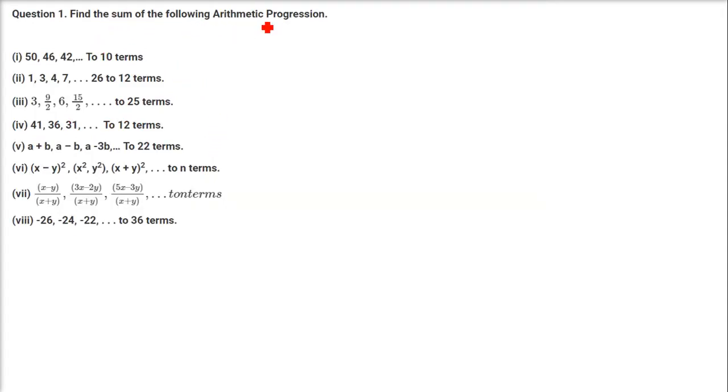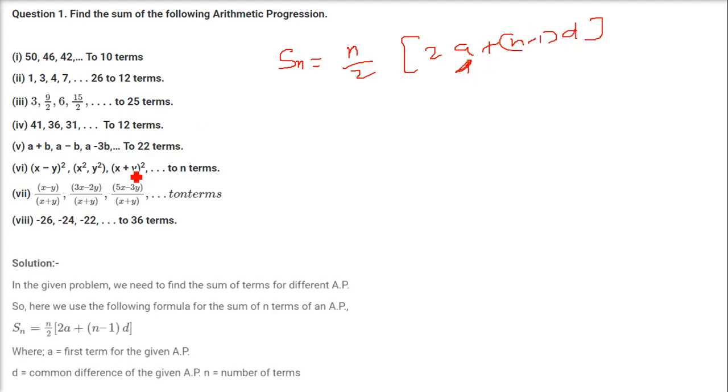Find the sum of the following arithmetic progression. This question we have already taken in the previous discussion. So I'll just tell you that Sn will be n by 2, 2a plus n minus 1 into d. Here n is the number of terms, a is the first term of the arithmetic progression, and d is the common difference. So let me take one of these just to brush up or recall what we have done.